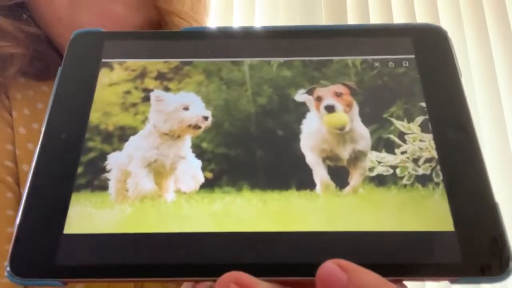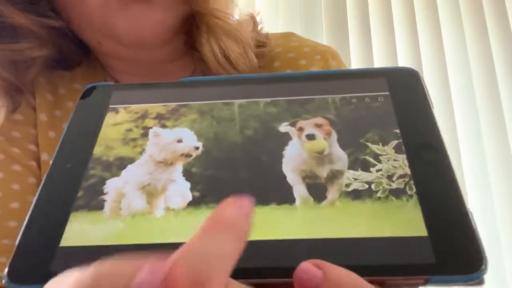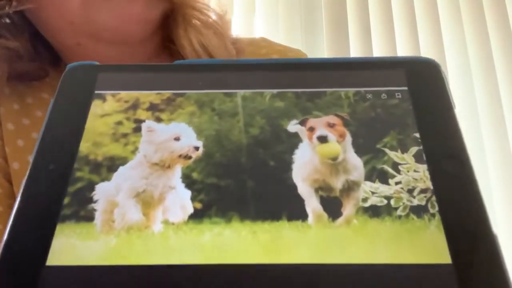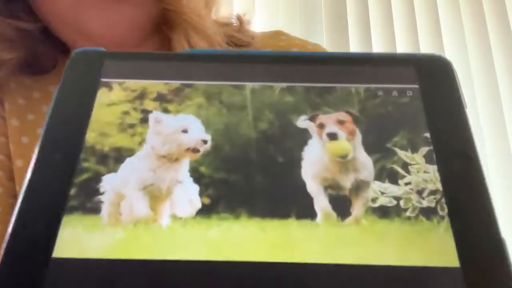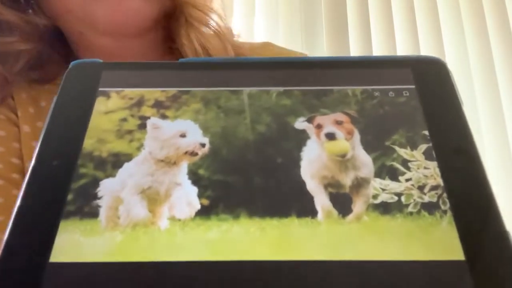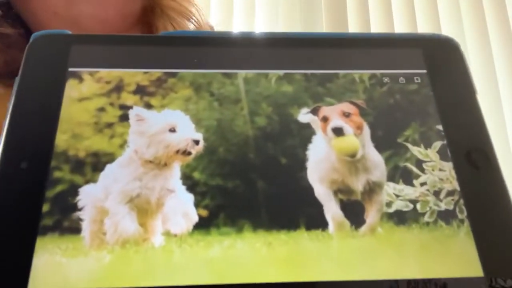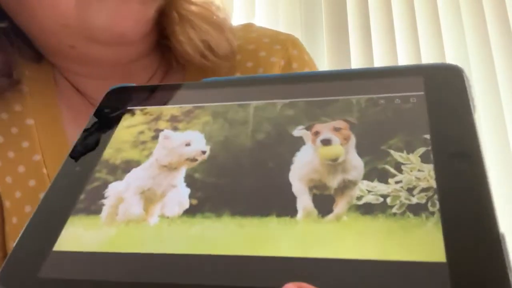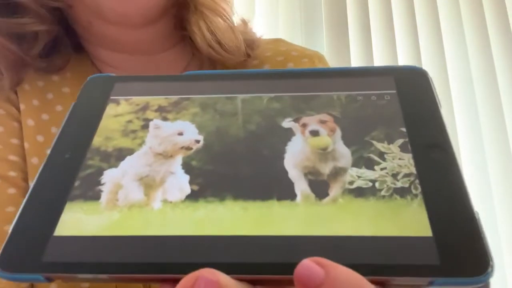So let's find out what's the same about this picture. Well, these animals are both dogs. That's something that's the same about them. They both look like they're kind of running and playing. They're both outside. They're both kind of the same size too, right? But when you look really closely, you'll notice that there are some things that are different about these two dogs, right?